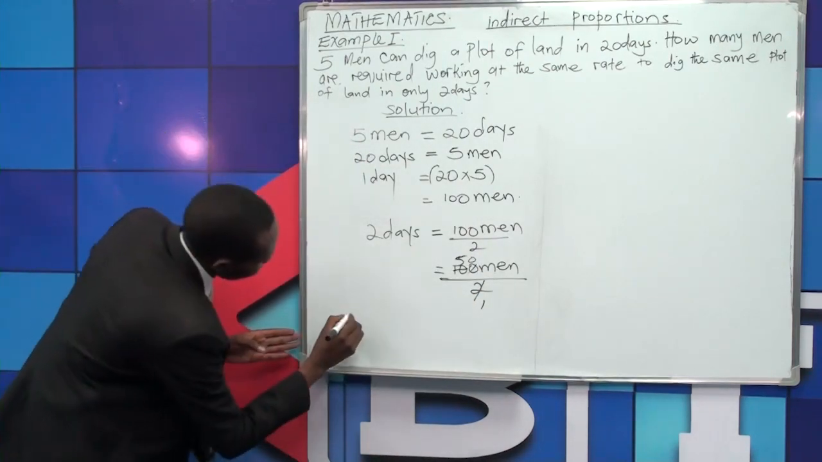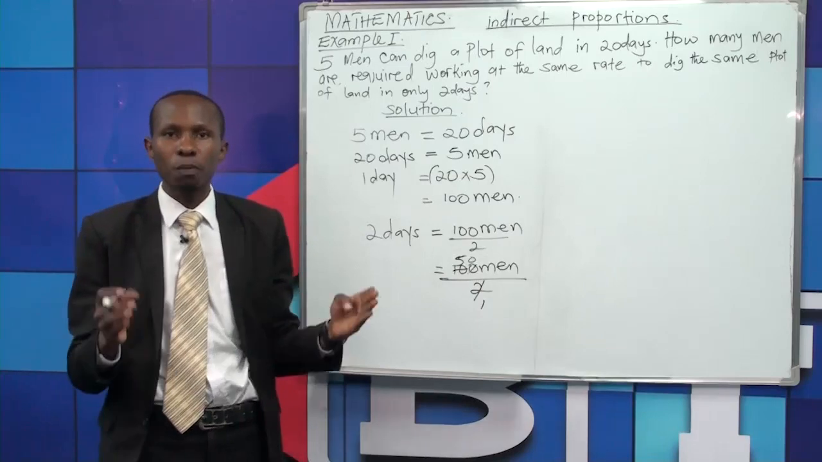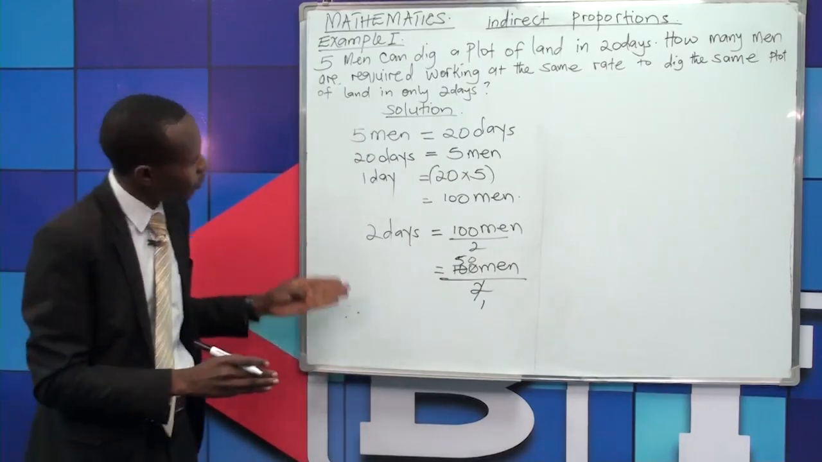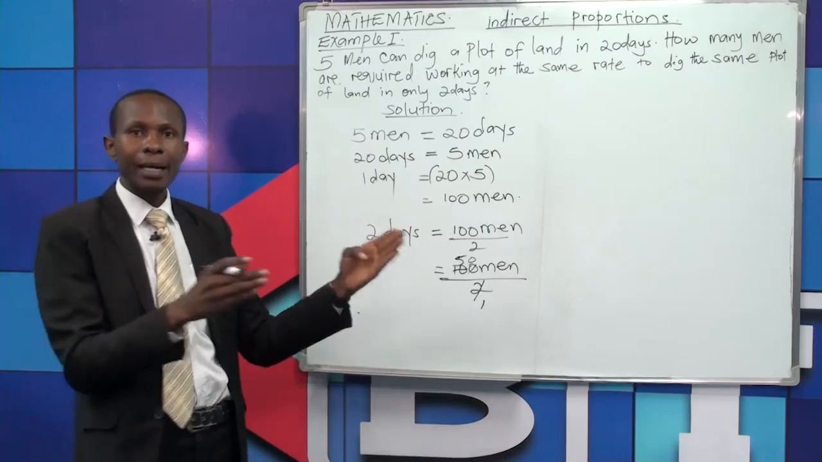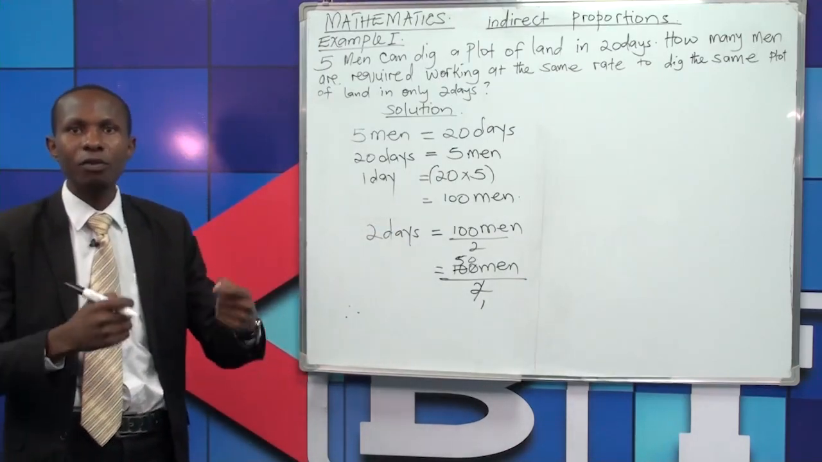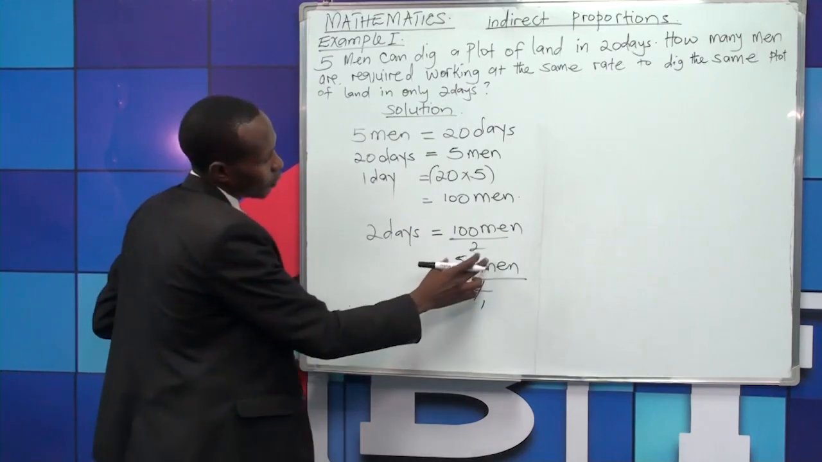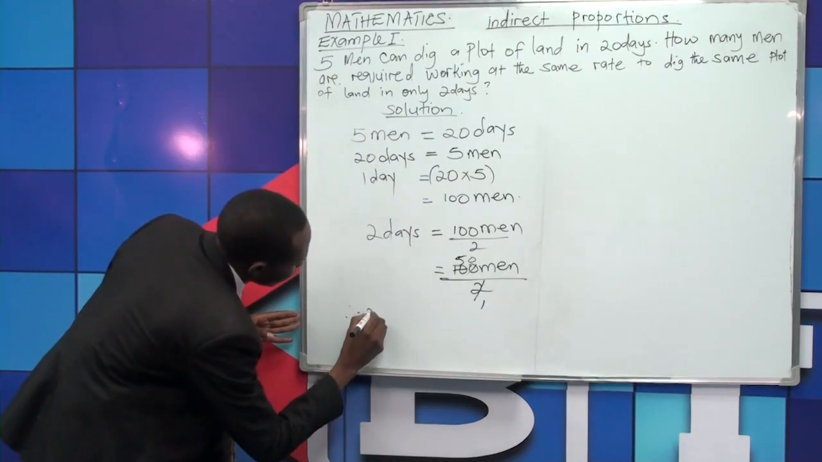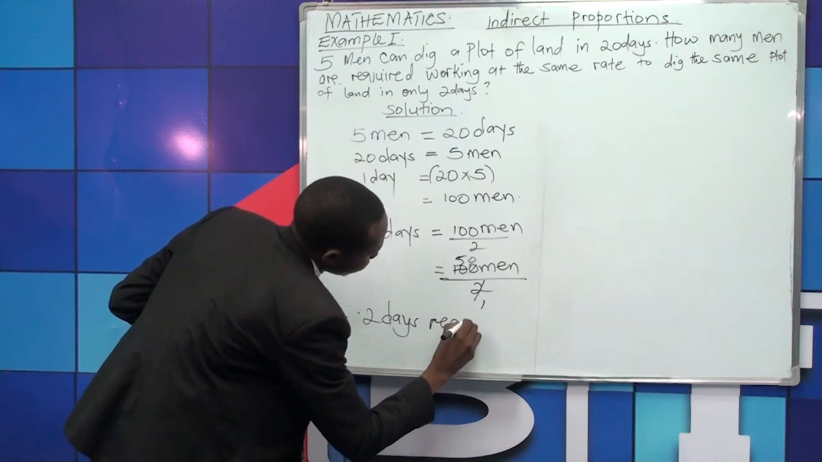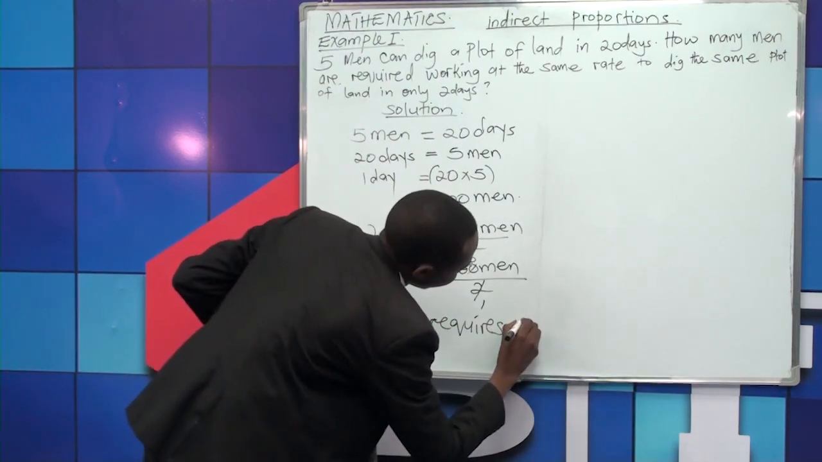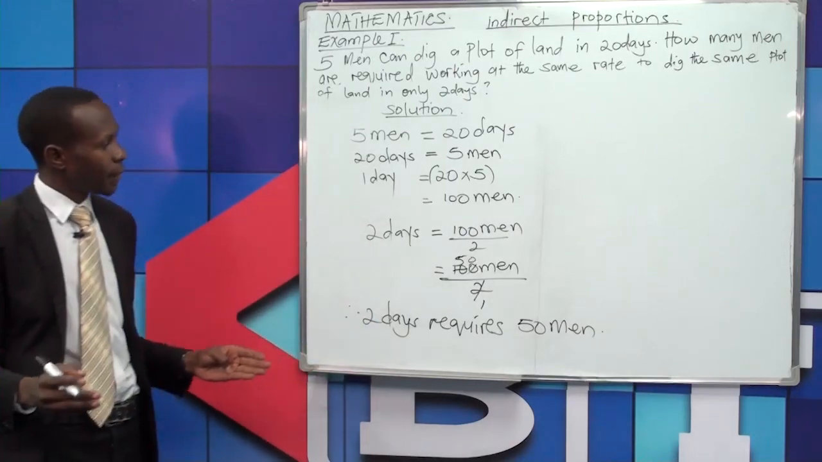We shall come here and say, therefore, we are now looking at the number of people that can cultivate this piece of land in only 2 days. And we have come out to realize that in 2 days, we shall have 100 men. We divided them by the number of days, then what we shall come out with is the number of men who will be required to work in 2 days. And from there we shall have 50 men. So I'll come and say, therefore, 2 days requires 50 men to complete the same plot.